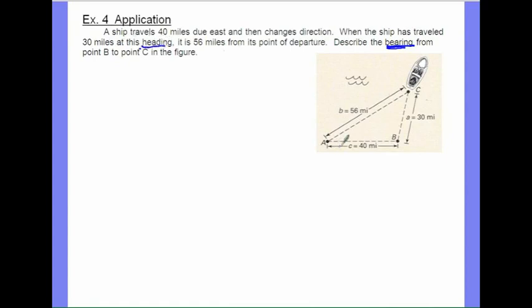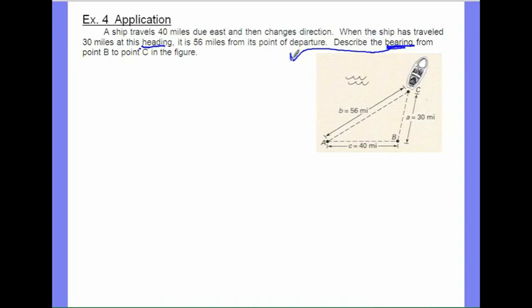So look, it went 40 miles east and then it turned directions and now it's going 30 miles at this new direction. It's 56 miles from where it started, point of departure. Describe the bearing from point B to point C in the figure. So I want to know the bearing from point B to point C.